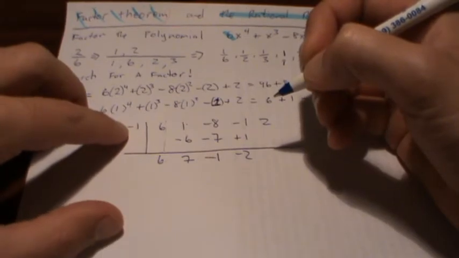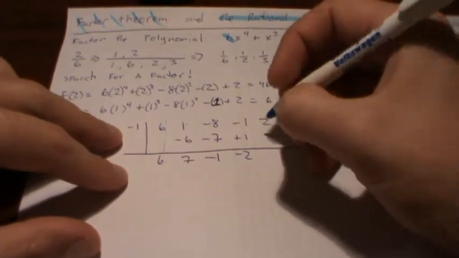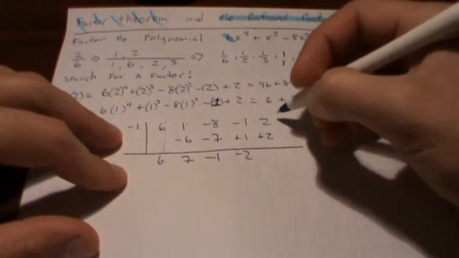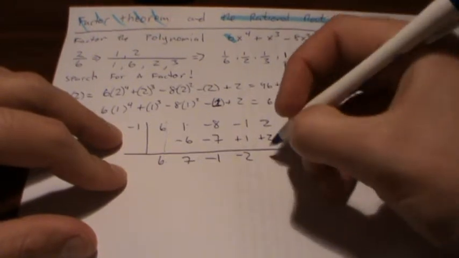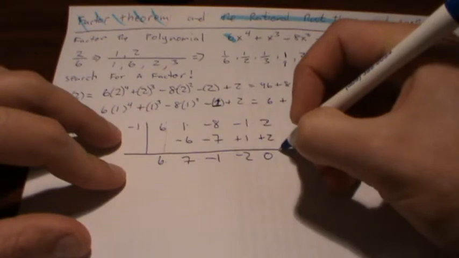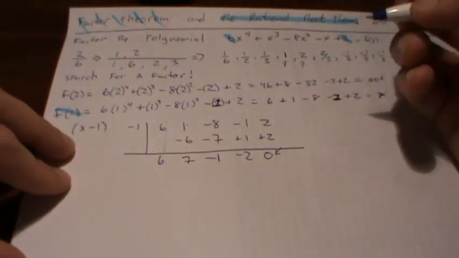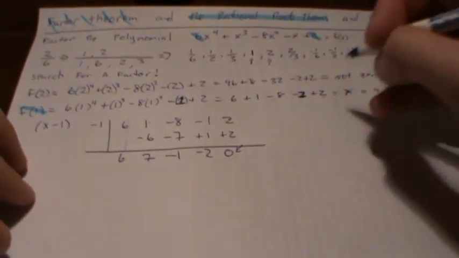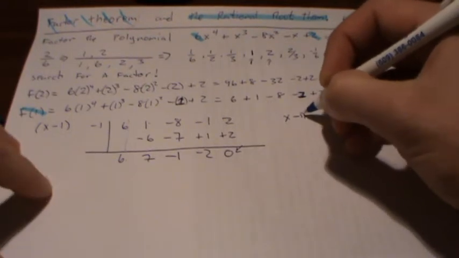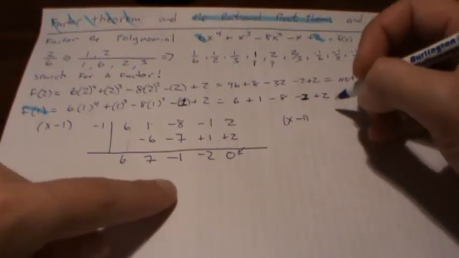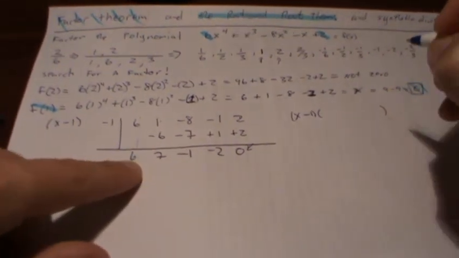Then I've got 1 and 2. Negative 1 times a negative 2 is a positive 2. And so a 2 minus a 2 is 0. And sure enough, we got a 0. That is synthetic division. So what that means is I just figured out that x minus 1 is a factor, and the other factor that I'm left with is this right here.